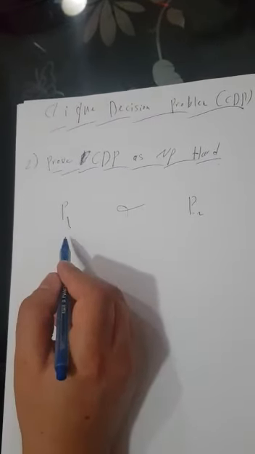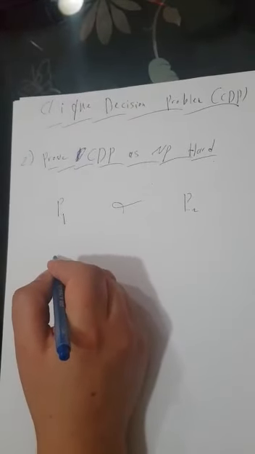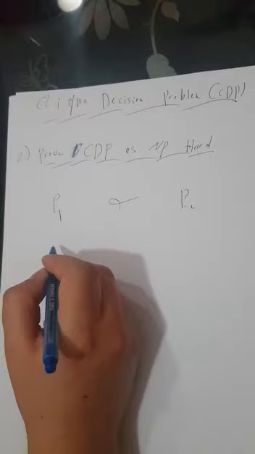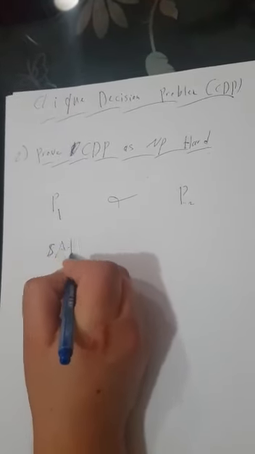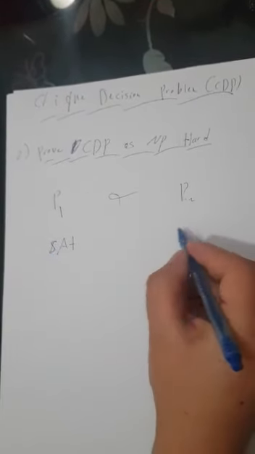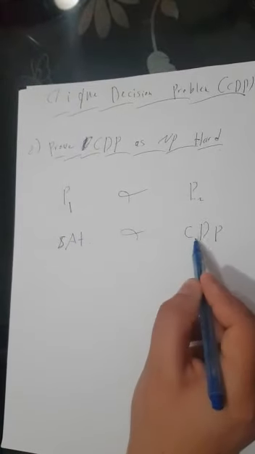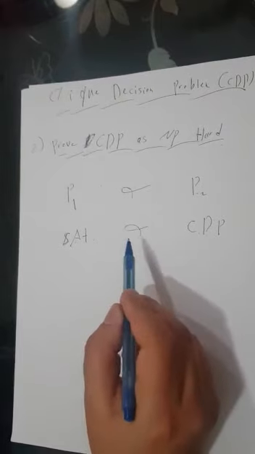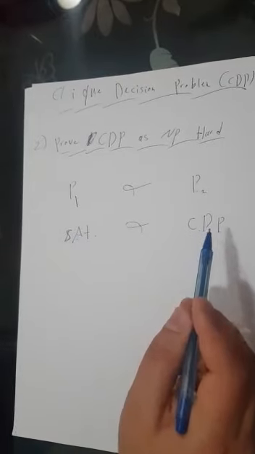Actually, if we could find an NP-hard problem which is already proved, we will adopt SAT, which is proved as NP-hard. And our problem is CDP. So we must reduce SAT to CDP, and that reduction must be done in polynomial time. So if we could, and since SAT is NP-hard, also CDP will be NP-hard.